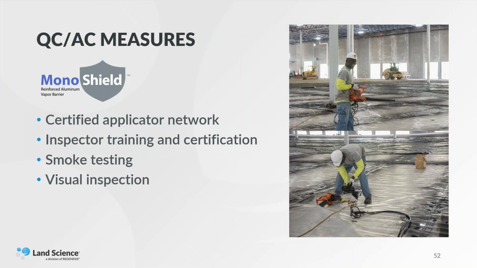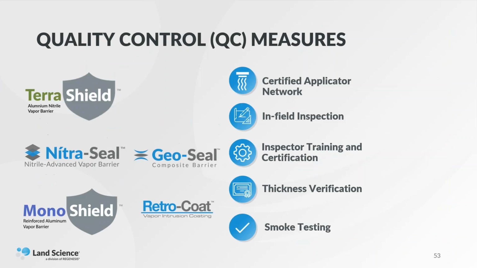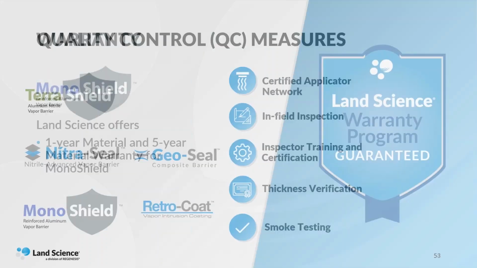As I mentioned, the QA/QC is of utmost importance to us. I brought up the certified applicator network, the inspector training, the certification. Part of that QA/QC process is not just these trainings, it's also smoke testing, the field QA/QC. So you can see here in the picture the gentleman actually pumping smoke into the system. It's important because you're identifying the potential leaks and then repairing them with a visual inspection. And this is just a quick note to say that our certified QA/QC program is not just on the product that I'm talking about today for MonoShield. It's for each one of our suite of vapor intrusion solutions: TerraShield, NitroSeal, GeoSeal, MonoShield, and RetroCo.